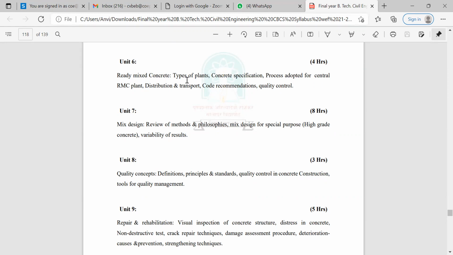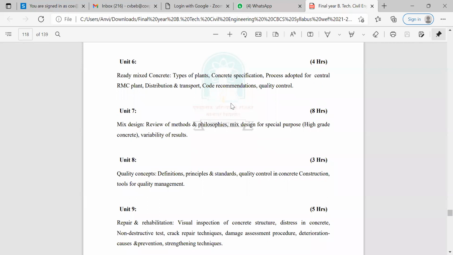Ready mixed concrete is there. So there are types of plants, where the concrete is mixed or prepared. There are many types of plants. Then concrete specifications depend on the type or grade of concrete. So there are some specifications of concrete which we have to see in this particular chapter. Then the process adopted for central RMC plant.